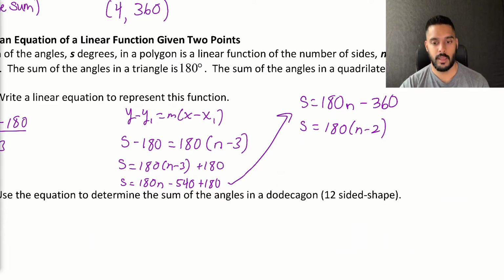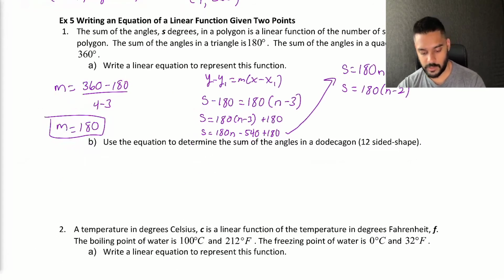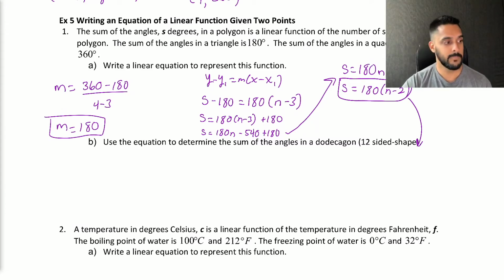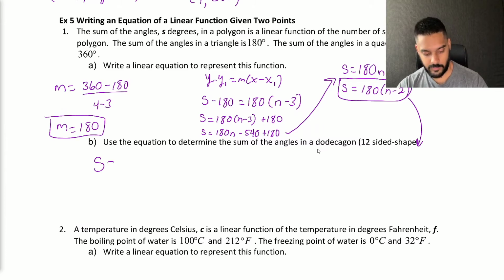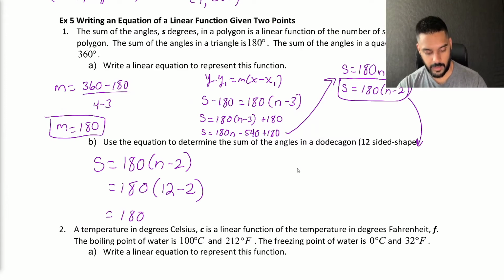So that'll work. So now what I can do is I can actually use that equation to help me out for B, right? Because I'm really asked to use that equation to determine the sum of the angles in a dodecagon. Okay, dodecagons have 12 sides. So if I use that, sum of the angles is equal to 180 multiplied by the number of sides minus 2. Now I know that I have to work with 12 sides. So really it's 180 multiplied by 10.